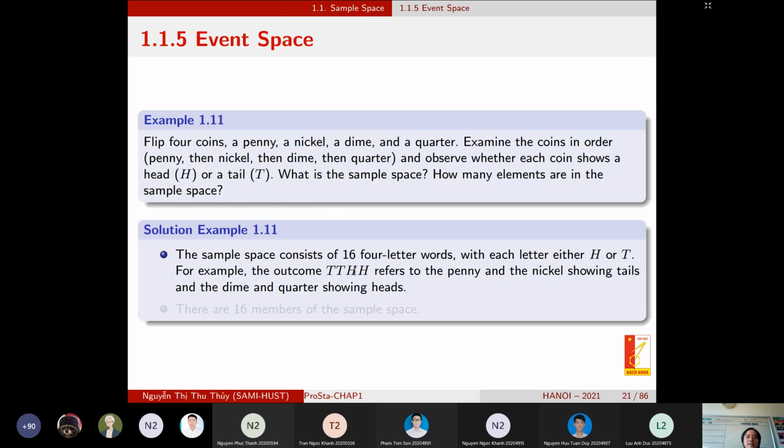We can easily see that the sample space consists of 16 four-letter words. We denote H as head and T as tail. Because we have four coins, we have 2 to the power 4 possible outcomes. So there are 16 outcomes. You can list them also.